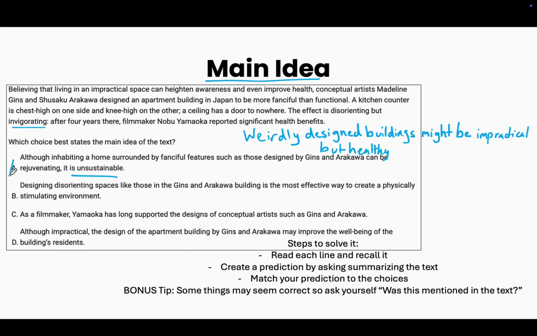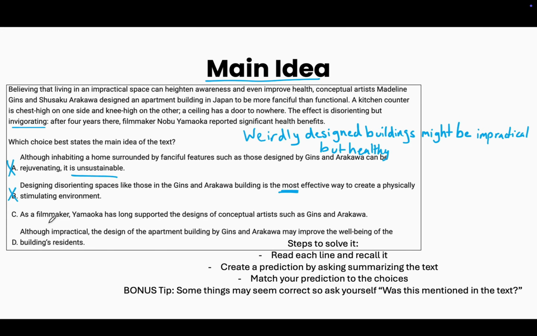Choice B. Designing disorienting spaces like those in the Jins and Arakawa building is the most effective way to create a physically stimulating environment. So we can see that it uses an extreme word over here, which is most. Whenever the choices are too extreme, so they use words like most, never, always, then it is usually the wrong answer. And in the text, it was never mentioned that it was the most physically stimulating. Plus, it does not match our prediction.